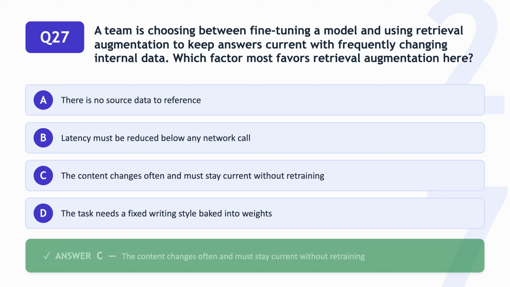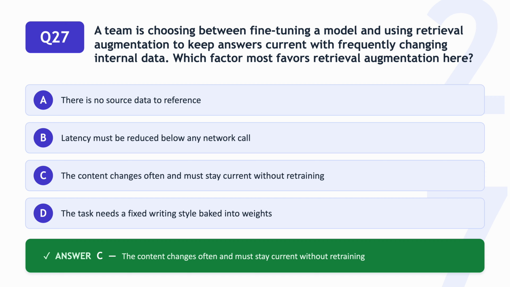Correct answer: C. The content changes often and must stay current without retraining. Why C is correct? This is the classic scenario where retrieval augmented generation, RAG, is preferred over fine-tuning. With RAG, documents are stored in a knowledge source, such as Azure AI Search. The latest content is retrieved at query time. The model uses the retrieved information to generate answers.